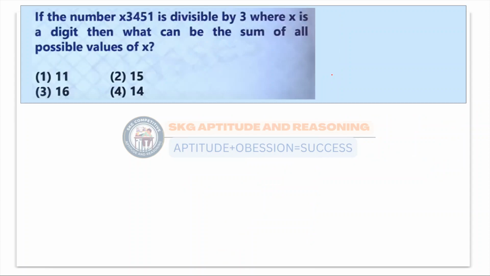If the number x3451 is divisible by 3, where x is a digit. So digits range from 0 to 9 here, so we need to take the values 0 to 9 for x. We need to find the sum of all the possible values of x.